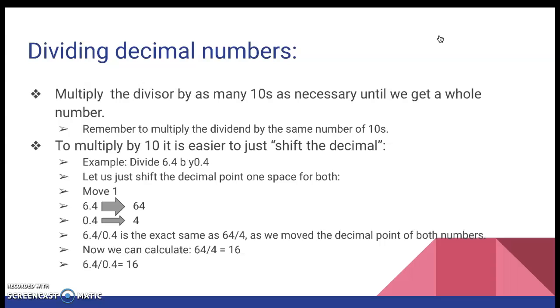For example, if we divide 6.4 by 0.4, we're just going to shift the decimal one space for both, because if we shift it to the right one, we will get a whole number. So 6.4 shifted to the right one is equal to 64. 0.4 shifted to the right one is 4. So in this case, 6.4 divided by 0.4 is the exact same as 64 divided by 4, as you can see, because we moved the decimal point of both of these numbers. So now we can move on to calculating. 64 divided by 4 is equal to 16. So 6.4 divided by 0.4 is equal to 16.